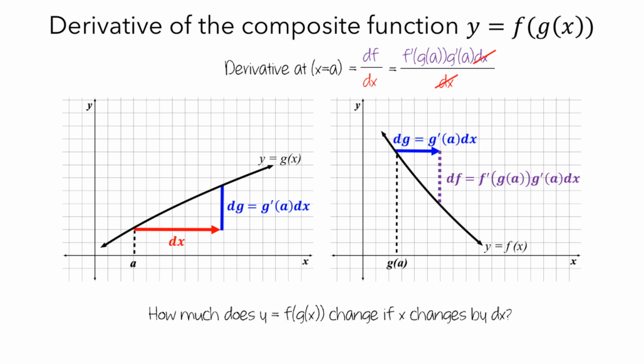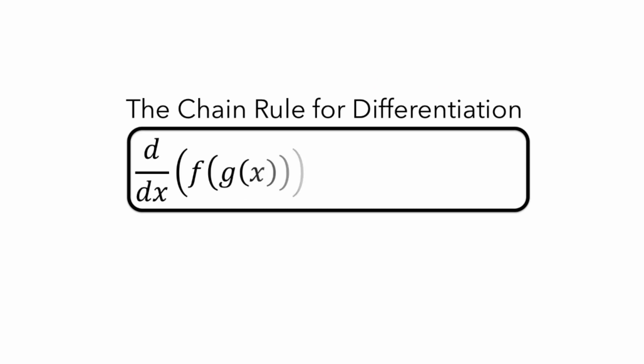Since the dx in both the numerator and denominator of this expression can be cancelled out, we've shown that the derivative of the composite function can be written as the product of the derivative of f evaluated at g of a and the derivative of g evaluated at a. This gives us the general chain rule for differentiation. The derivative of a composite function, f of g of x is equal to the derivative of f with the argument g of x multiplied by the derivative of g.